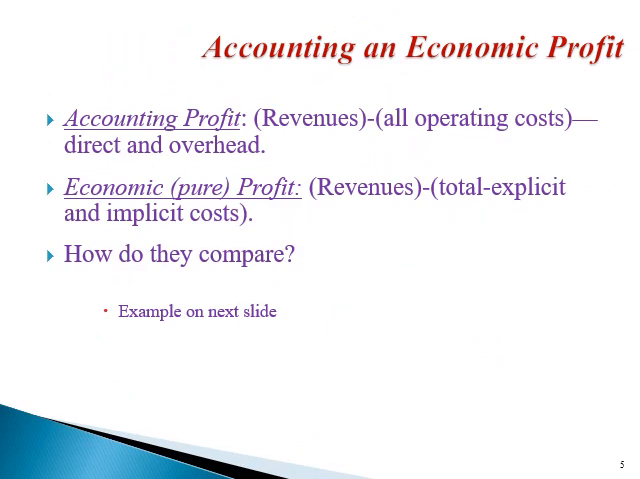Okay? Accounting profit, okay? It means the profit calculated from the point of view of an accountant. It is equal to revenues minus all operating costs, direct and overhead. Overhead here means fixed. Okay? Direct here means explicit.